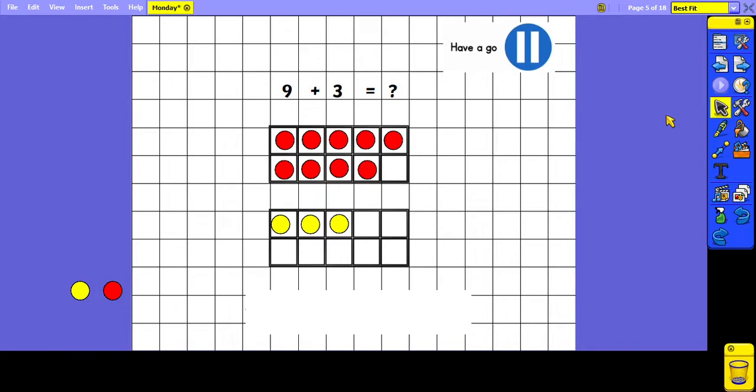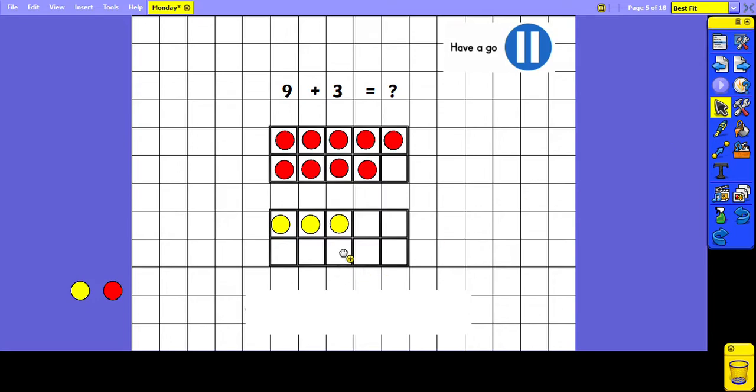We've got another example here. This time we're working out the answer to 9 add 3. You've got a 10 frame here to represent 9 and another one which has 3 counters. I would like you to have a go at making 10 using the counters and the 10 frames to see if you can work out the answer to this problem. So pause the video now and have a go.